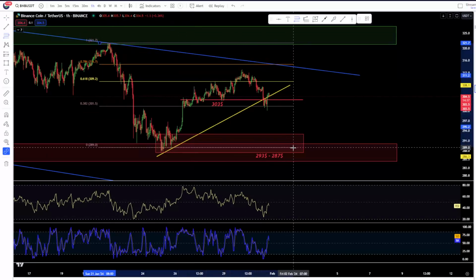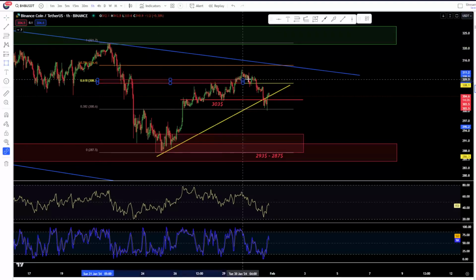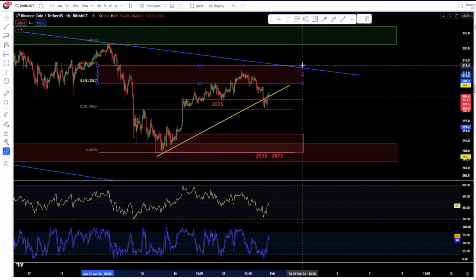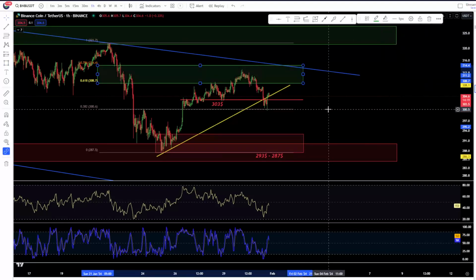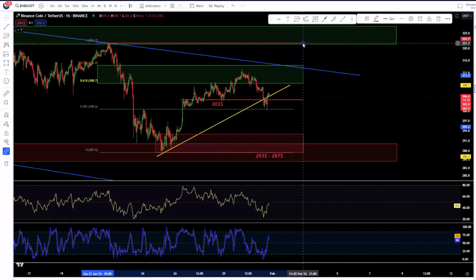Looking the other way, we can similarly determine the resistance areas that the price must face. And here we see that currently the zone from $309 to $314 has effectively stopped the growth, but if it is overcome, we can see an upward movement towards the strong resistance level of $321.70.